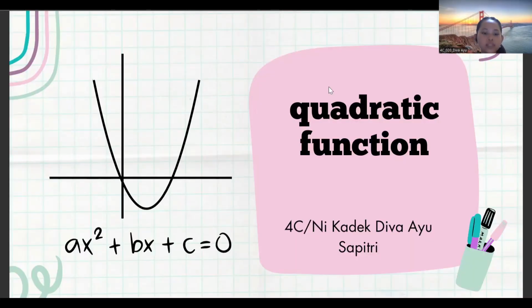Good morning, everyone. My name is Kadek Diva Sapitri, and today I will present a topic about quadratic function. In this presentation, we will learn what a quadratic function is, its general form, the characteristics of its graph, how to determine its intercept and vertex, and how to find its root using the factoring method. So, let's begin our discussion.